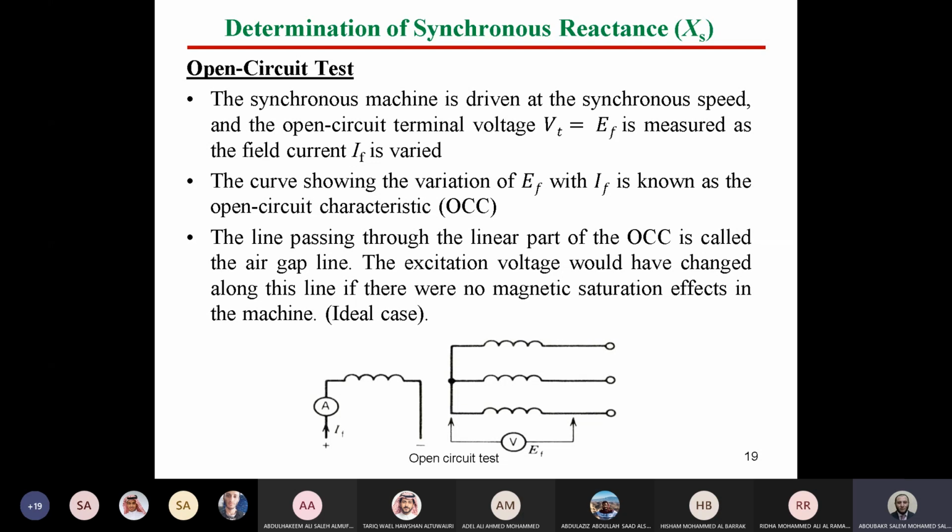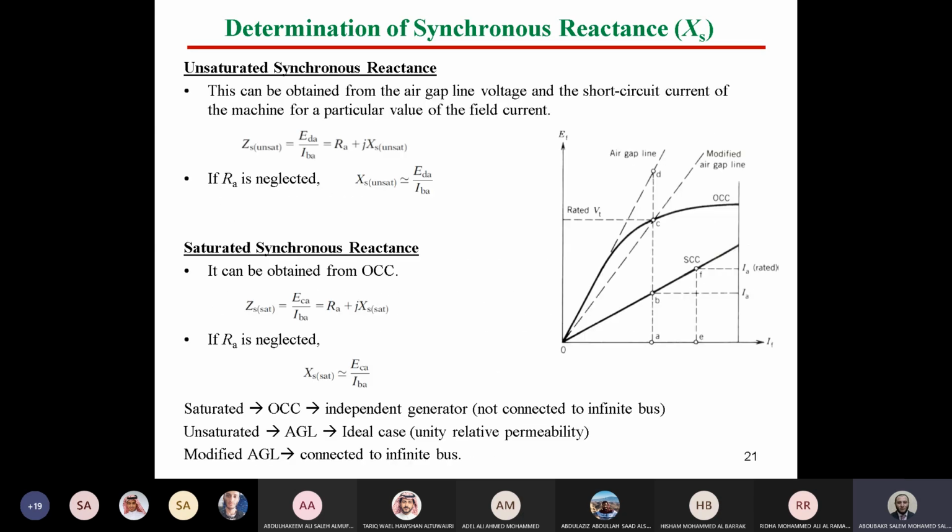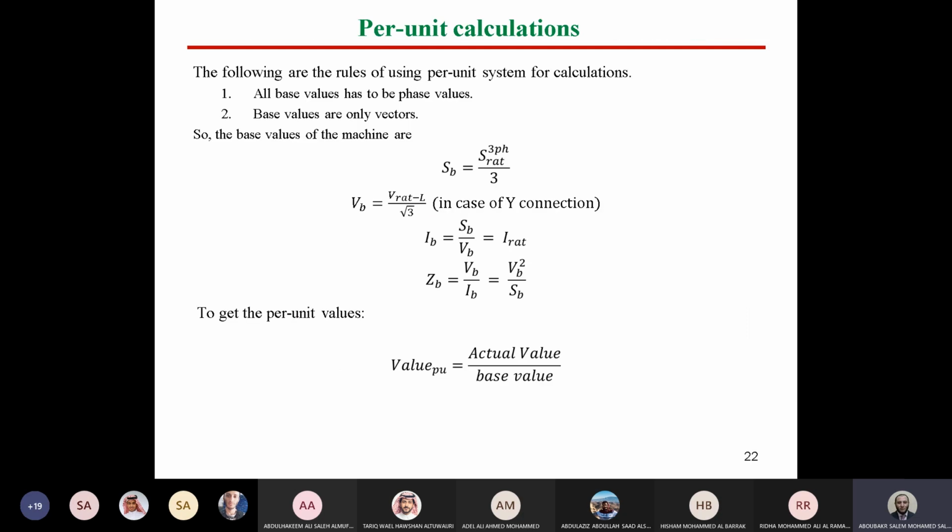For any generator, if we need to determine the parameters of the generator, we have some tests to be done. One of the tests here is called the open circuit and short circuit test. It's similar to the transformer. So we can easily obtain the parameter using the open circuit test, and the parameter is nothing but the synchronous reactance, which is a very important part. However, we will skip this part, but it's given for you if you would like to read it, and if you have any question we can discuss it together. However, it's not important for our exam, inshallah.